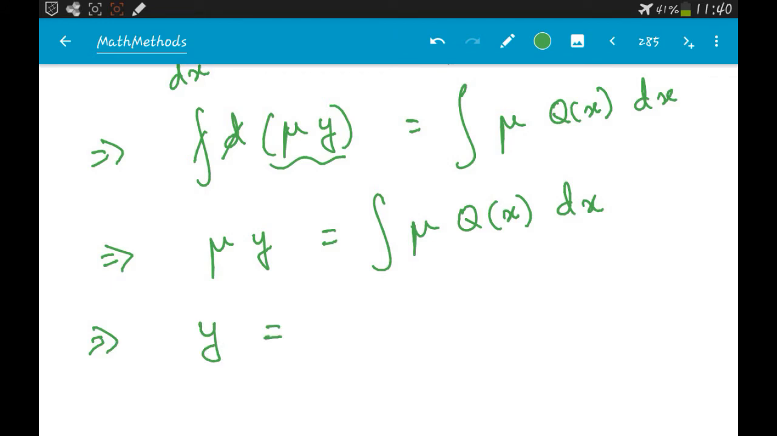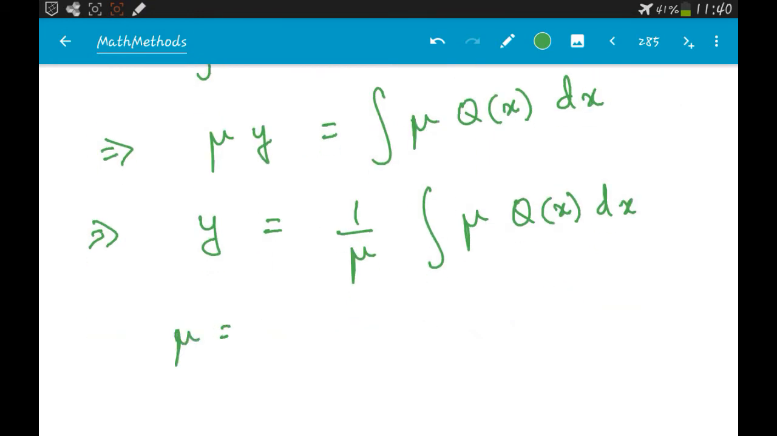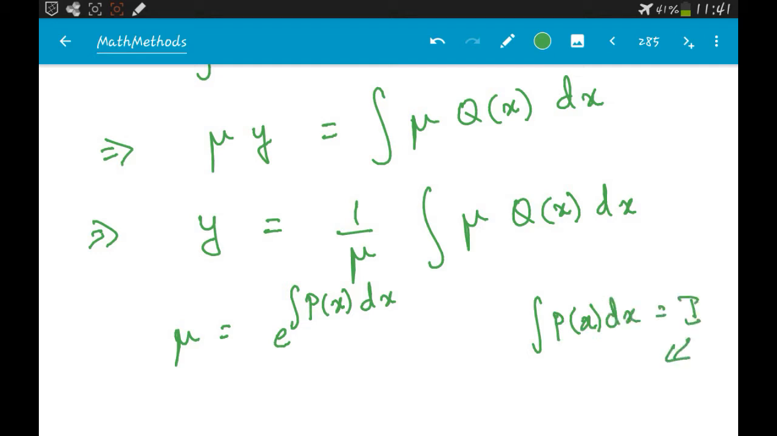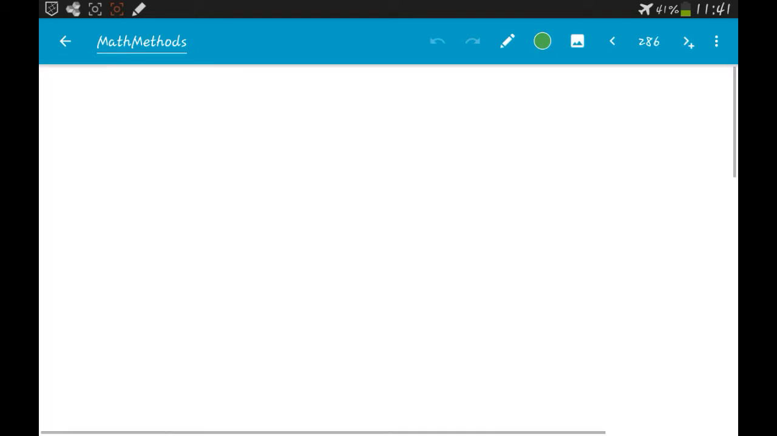So finally y will be nothing but 1 by mu into integral of mu q of x dx. Now what is mu? Mu is nothing but e power integration of p of x dx. If we call integration of p of x dx equal to I, this is known as the integrating factor. So then mu will just be e power I.